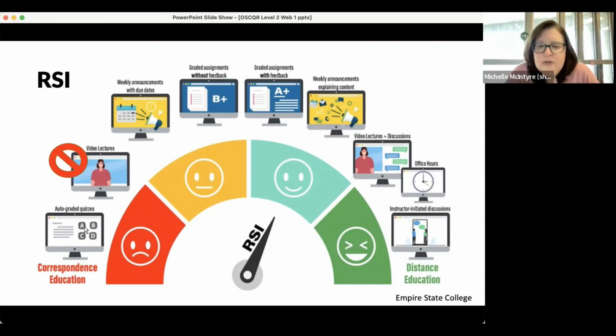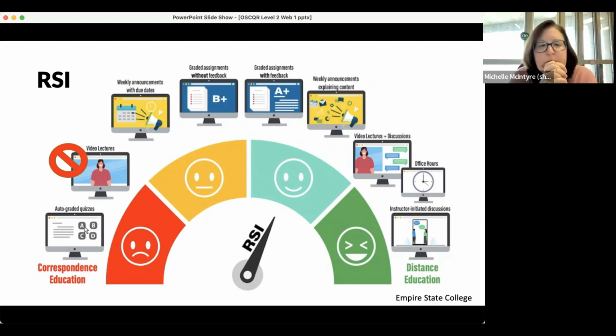They developed this visual gauge, and you may have seen it around on the OSCQR from last semester. And I talked a little bit about RSI. They've made this gauge to help us figure out what RSI really means. And of course, we want the really smiley happy face. That's where we need to put our goal for RSI for each of these courses.